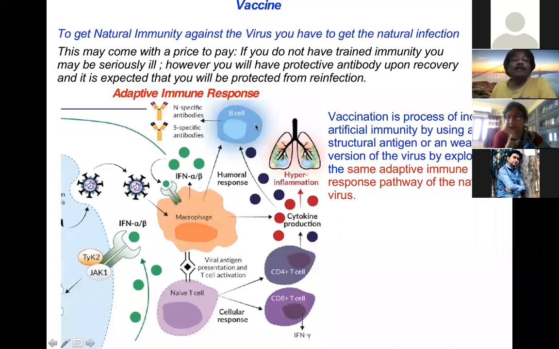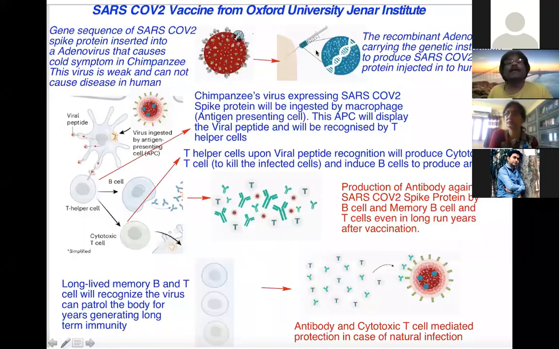Not only can B cells make antibody, they can also make memory B cells. That means those B cells will remain in the system. And if you encounter the real virus, then memory B cells will immediately start making antibody in response to the virus. This is the advantage of the vaccine. You must have heard the name of the vaccine from the Oxford Jenner Institute.